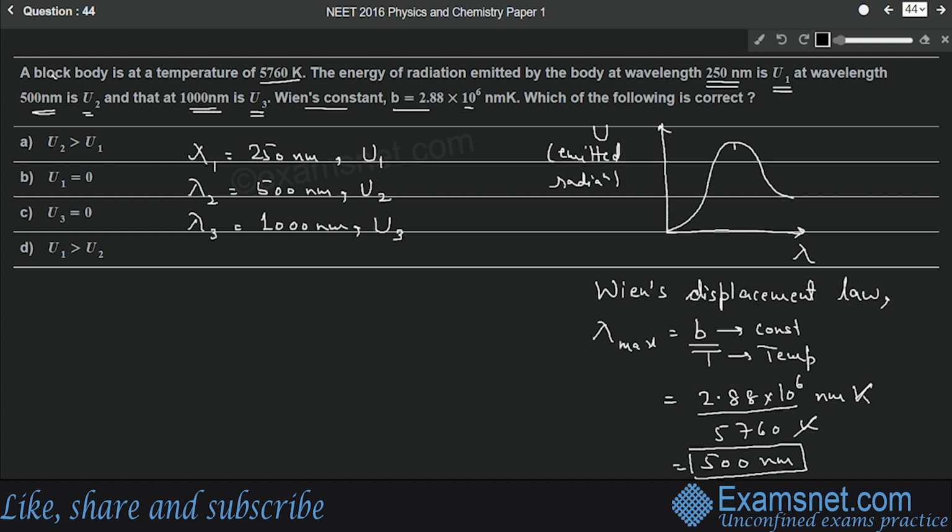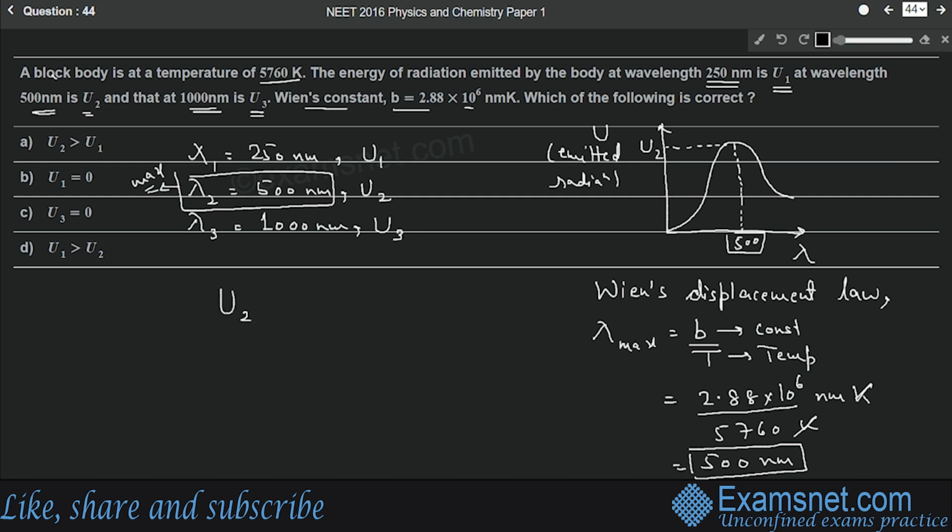So this highest point will show the maximum wavelength. That means 500 nanometer will be somewhere here. So its corresponding energy will be U2, because 500 was given as lambda 2. So this is the maximum wavelength and its energy is U2. So U2 is at the highest point. So from here we can say that U2 is maximum.